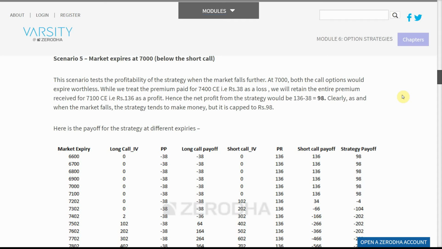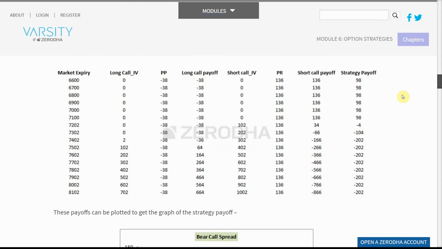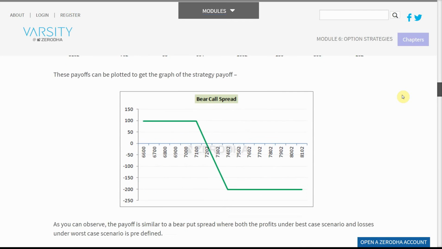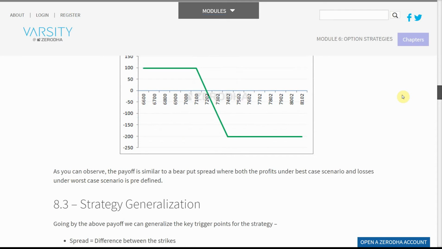Clearly, as and when the market falls, the strategy tends to make money, but it is capped to 98 rupees. Here is the payoff for the strategy at different expiries. These payoffs can be plotted to get the graph of the strategy payoff. As you can observe, the payoff is similar to a bear-put spread, where both the profits under best-case scenario and losses under worst-case scenario are predefined.